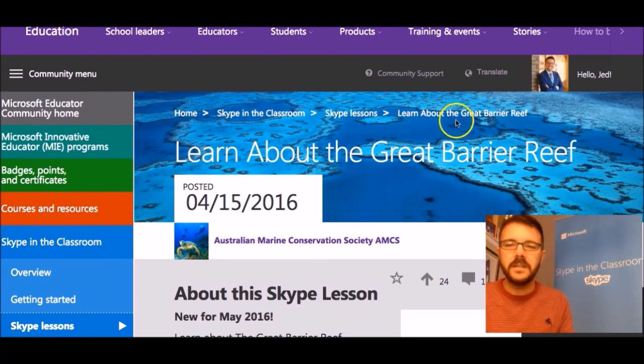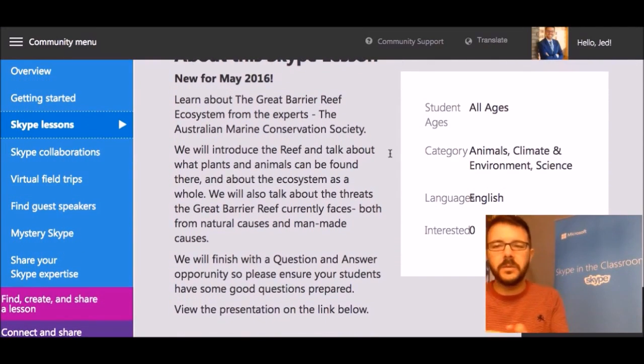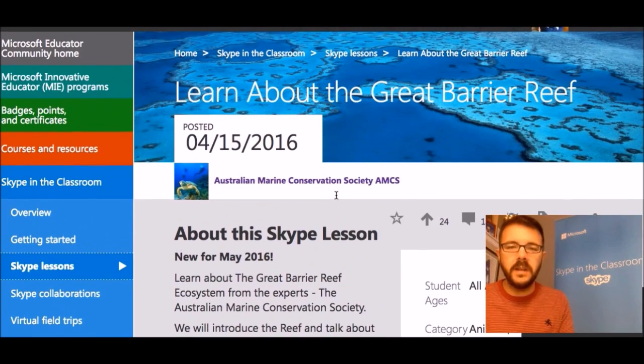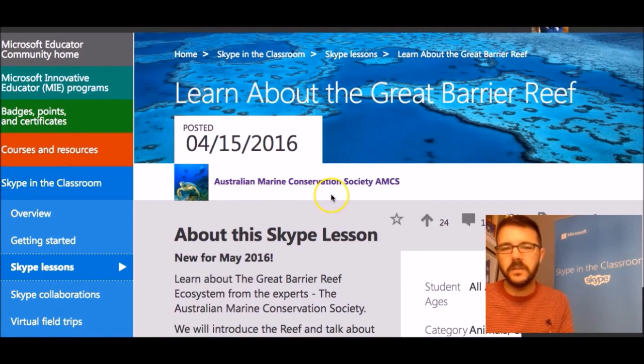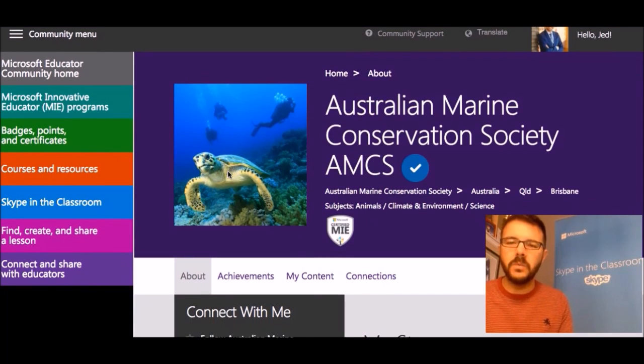This one is all about the Great Barrier Reef. The focus, as you see here, is all age students. It says animals, climate, environmental science. And as I read up here, you're going to be contacting the Australian Marine Conservation Society. You can click on that link right there, and it will open up their profile page.